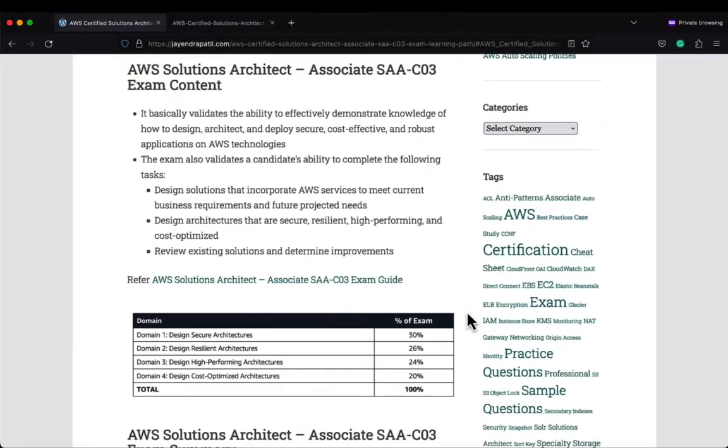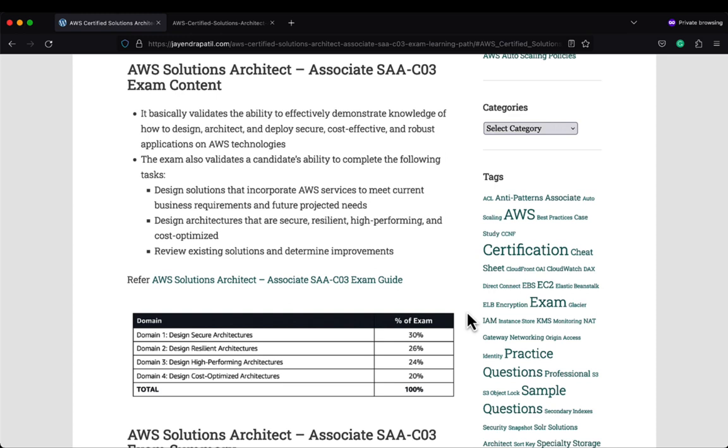Now these are the key domains covered in the AWS Solutions Architect Certification exam. The exam will mainly test your capability in designing secure, resilient, high-performing, and cost-optimized architectures. Secure architectures cover designing solutions around access control, authentication and authorization, encryption at rest and in transit, and security best practices.